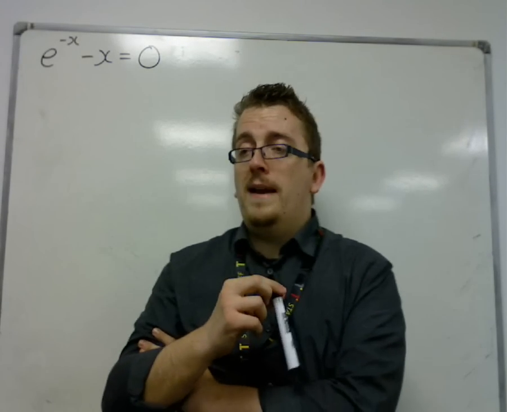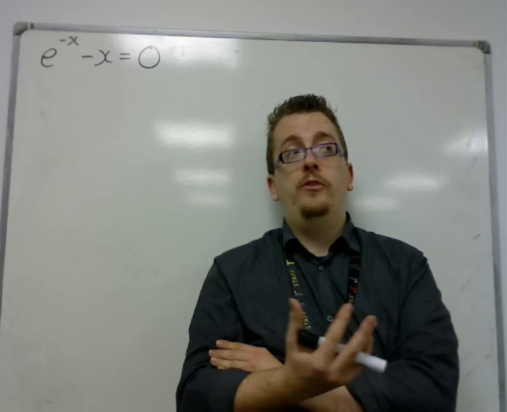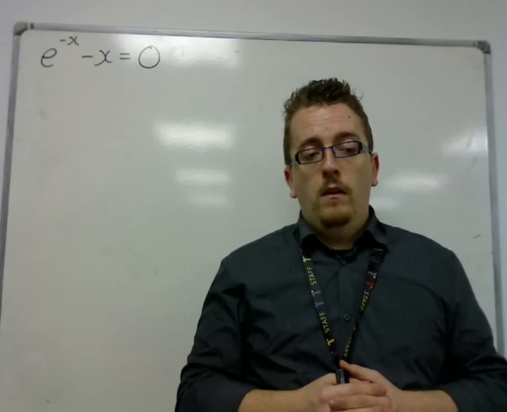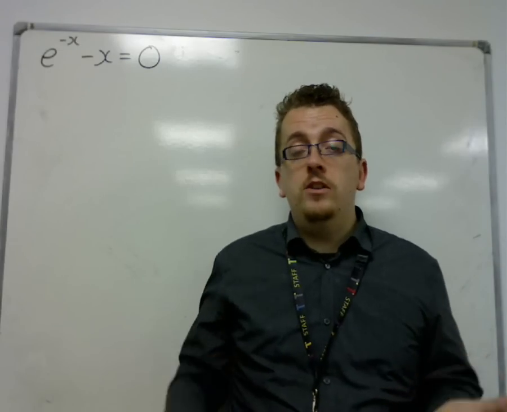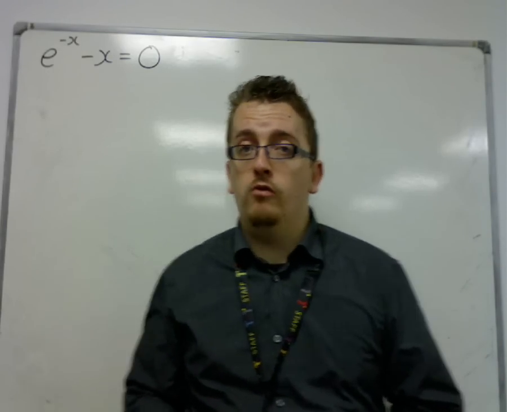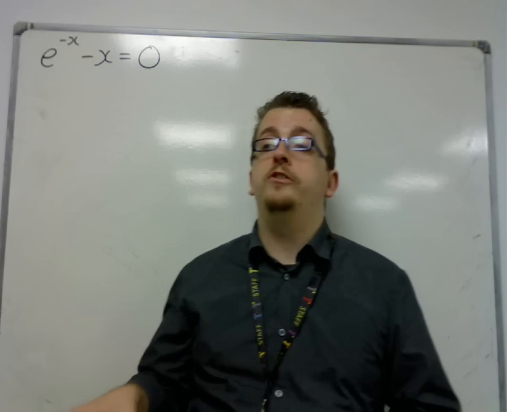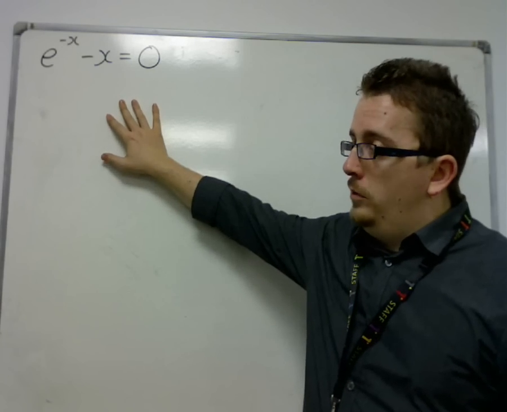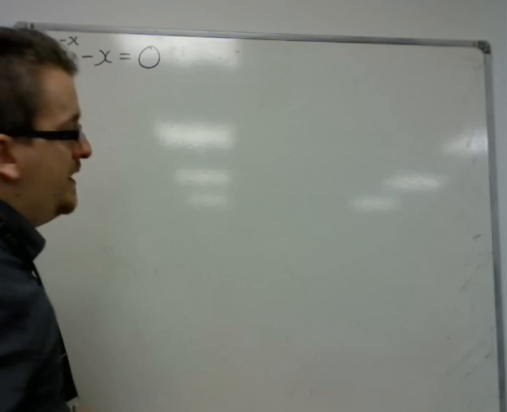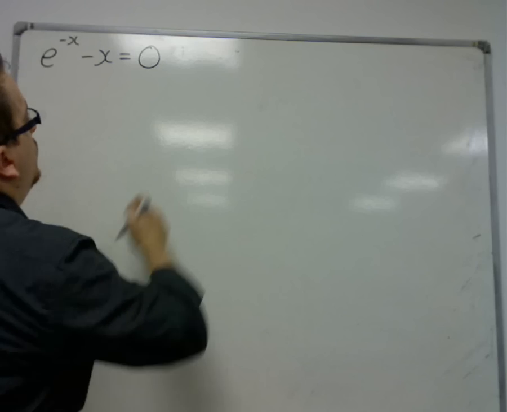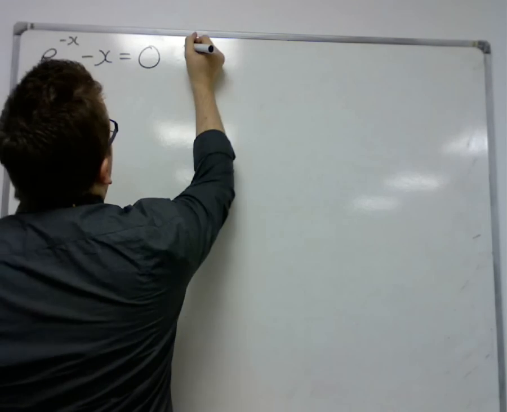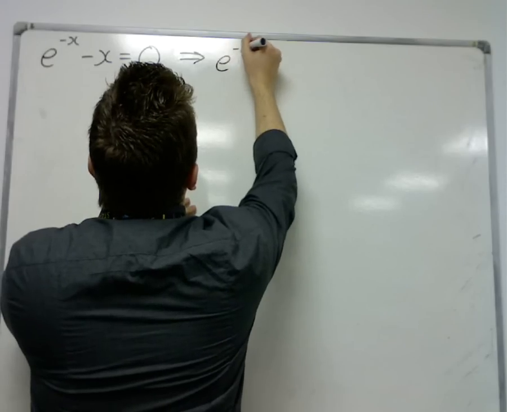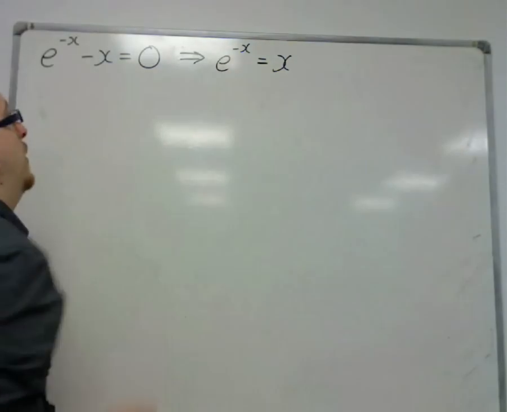And when algebra breaks down, it usually comes to a point where you've got to use numerical methods. They're not always very nice and very easy to use, and often take a lot of number crunching. That's why you get computers to do most of the dirty work. So if we take this as our example, using the idea that we looked at in the previous video, you can rearrange this so that we can get x on one side. So you can have e to the minus x is equal to x just by adding x to both sides.